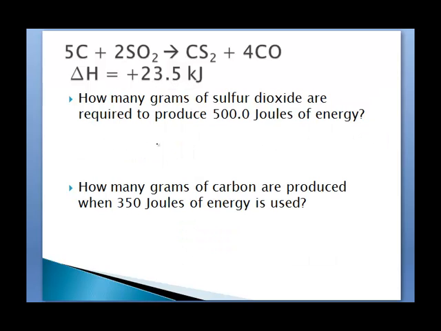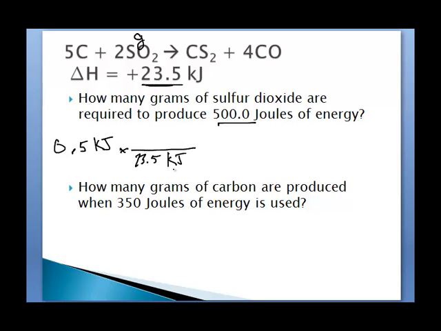Alright, let's take a look at one where we solve for a different unit. In this case, what we're going to solve for is grams of sulfur dioxide, starting with 500 joules of energy. So right away I'm going to write that as 0.5 kilojoules, because I can convert from joules to kilojoules by moving the decimal 3 places. And what I'm going to do now is I need kilojoules in the denominator.